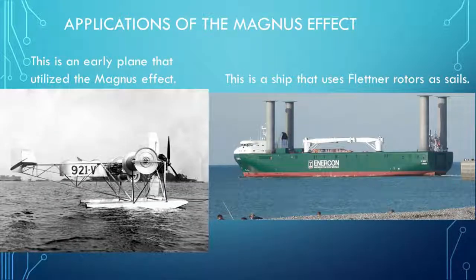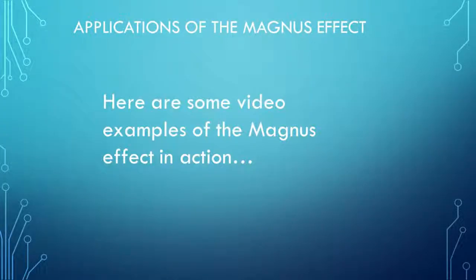This is an early plane that utilized the Magnus effect. This is a ship that uses Flettner rotors as sails. Here are some video examples of the Magnus effect in action.